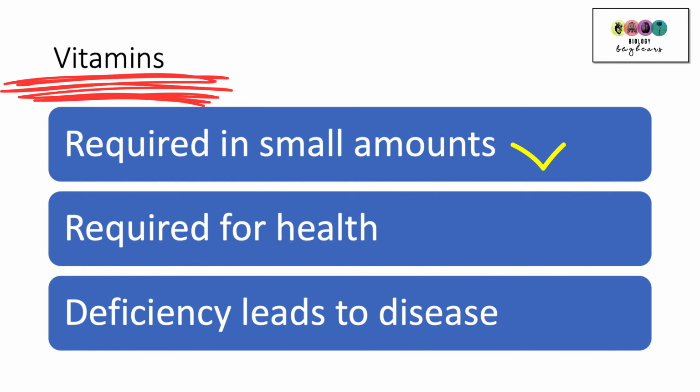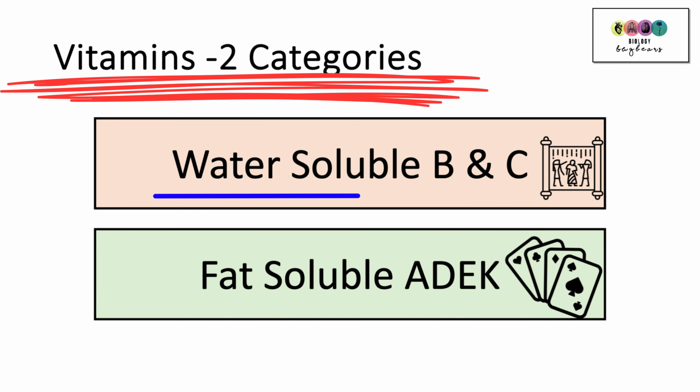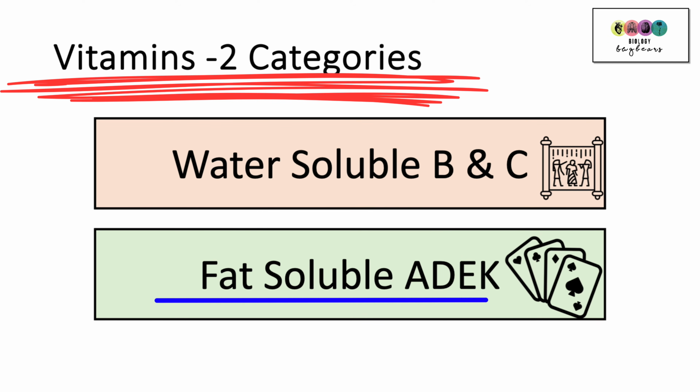Vitamins are required in small amounts, they're needed for health, and if you have a deficiency in any vitamin, it will lead to a disease or to illness. Vitamins fit into two categories: water-soluble vitamins, think of history, BC, and fat-soluble vitamins, think of a deck of cards, A, D, E and K.